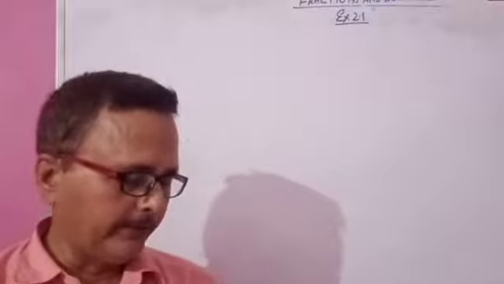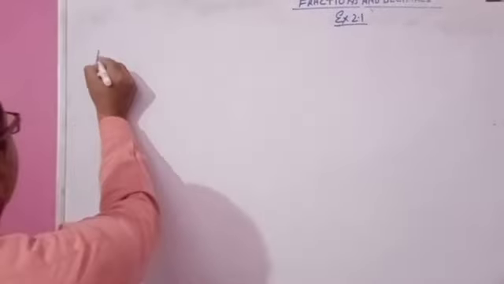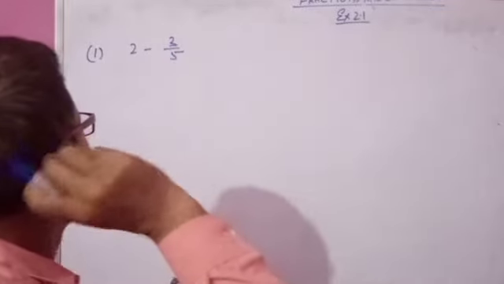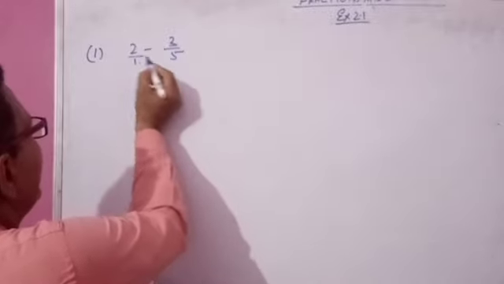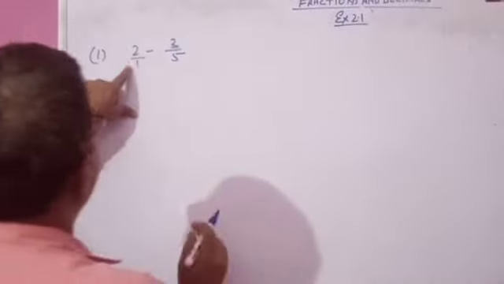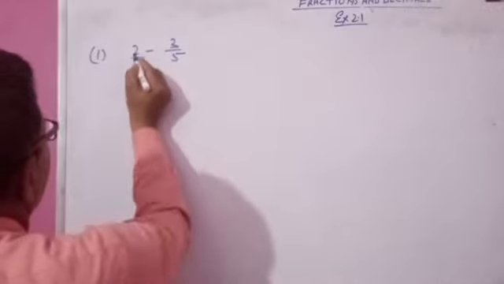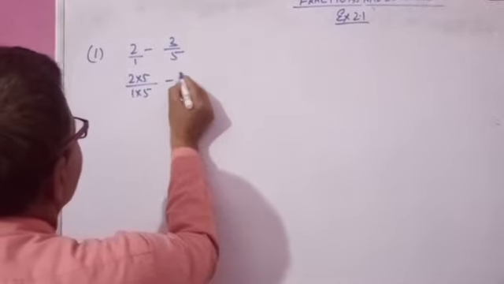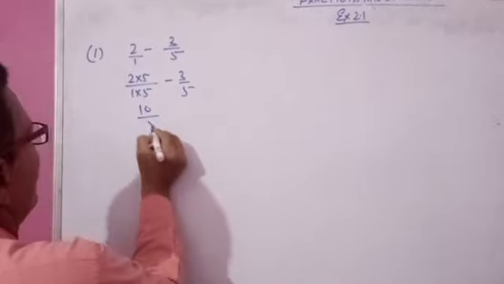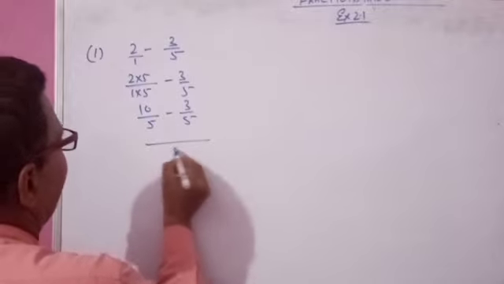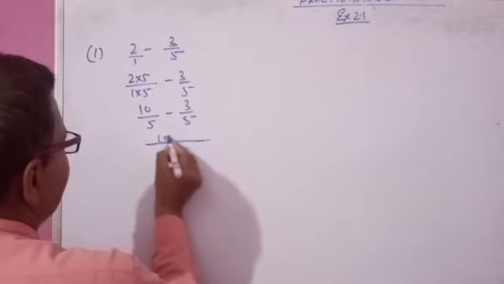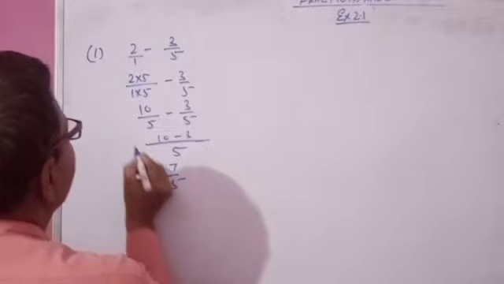We will solve exercise 2.1. Question number 1 is 2 minus 3 upon 5. What you will do is make the denominators the same, then you can subtract. You can make an equivalent fraction with denominator 5. You can make 2 multiplied by 5 upon 1 multiplied by 5, minus 3 upon 5, that is 10 upon 5 minus 3 upon 5. You can take 5 as the LCM, and 10 minus 3 is 7 upon 5.